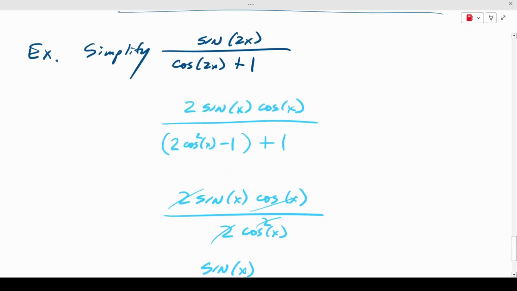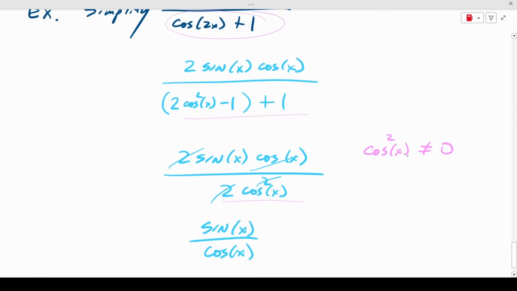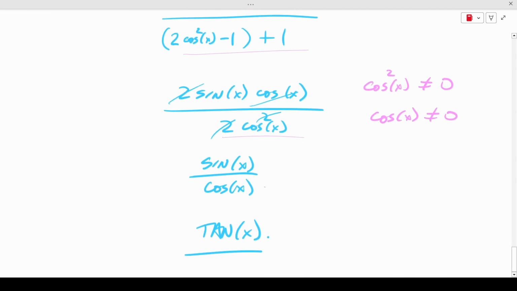Now for the restrictions. I can't have this denominator equal to 0, which is identical to this denominator, which is identical to this denominator. So in other words, cosine of x squared can't be 0. How could you ever have cosine of x squared equal to 0? Well, the only way for this to be 0 is if cosine of x is 0. So that's my restriction. Cosine of x can't be 0, which I also have right here.